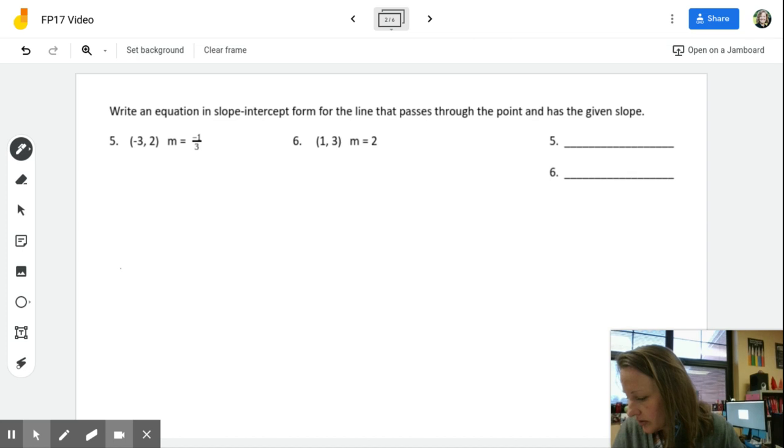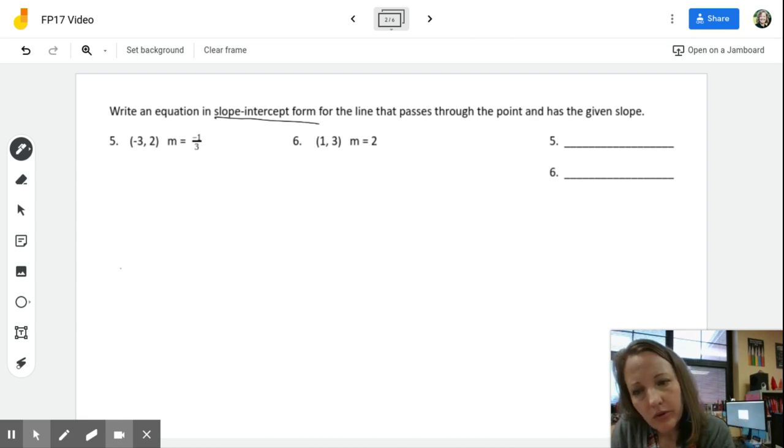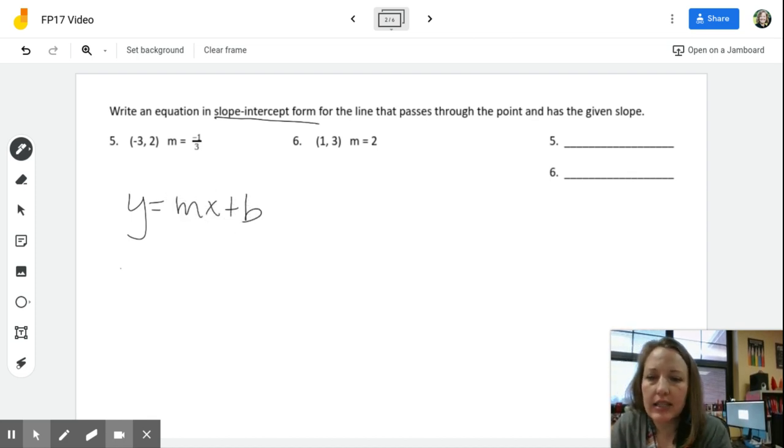And I'm going to do number 5. I probably did 6 in class with you. So it says write an equation in slope-intercept form for the line that passes through the point and has the given slope. So slope-intercept form, y equals mx plus b. And I'm going to plug in what I know. So this is an x value, this is a y value, and this is my slope.